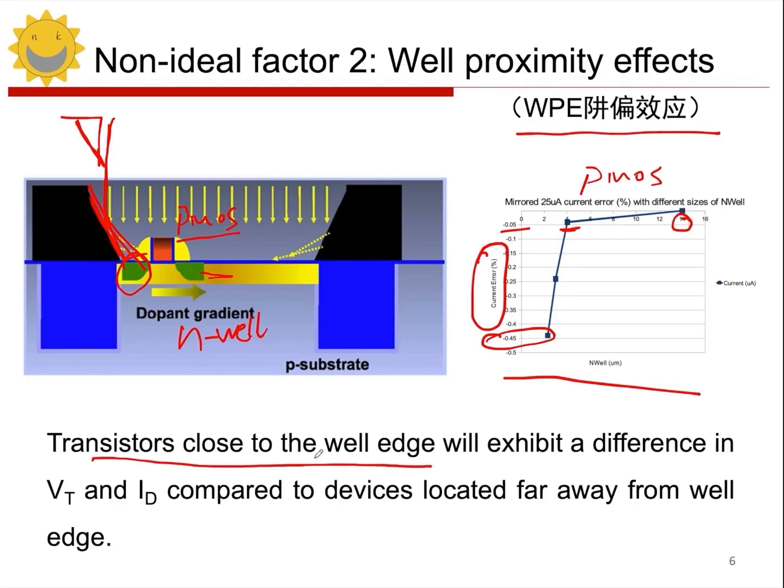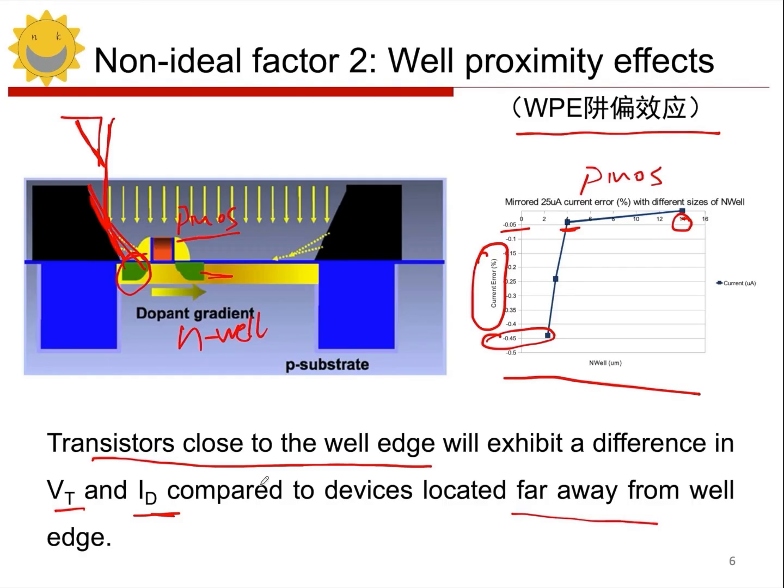Transistors near the edge of the well will have different threshold voltages. If the threshold voltages are different, it will lead to different operating currents. Then these transistors have different characteristics from those of our transistors far away from the edge of the well. So this will also cause deviations in our devices, right?